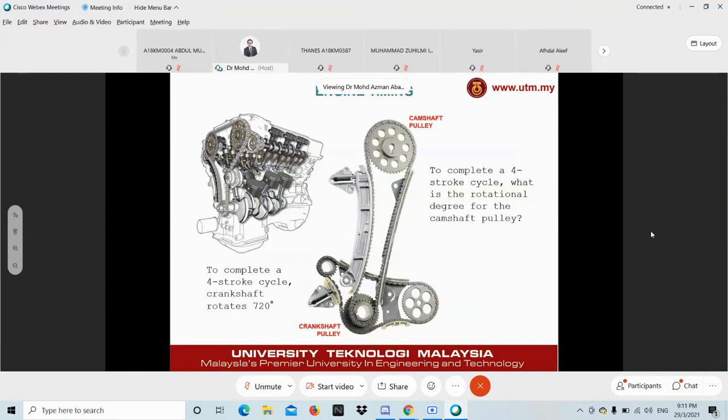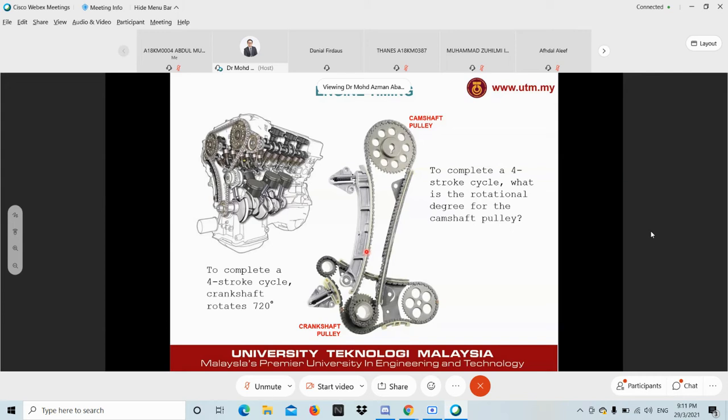So to complete a 4-stroke cycle, crankshafts rotate 720 degrees. This is basically what you answered just now. But to complete a 4-stroke cycle, or in other words, to complete one complete cycle, what is the rotational degree for the camshaft pulley? Anyone? Take a guess. Again, Doctor?